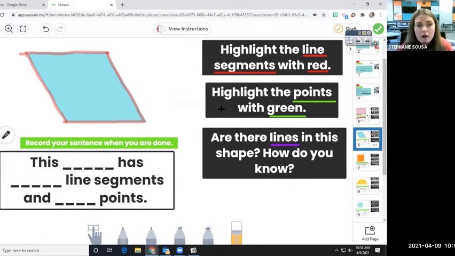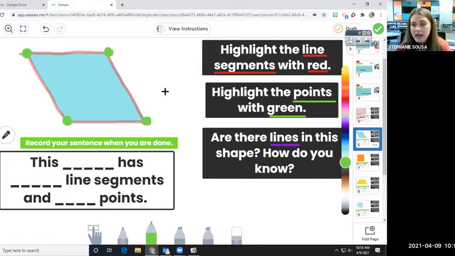Okay, highlight the points with green. Let's go ahead and get a big old fat point on your marker there. And points are where our line segments end. So we've got 1, 2, 3, 4. We've got 4 line segments, so we've got 4 points as well. They're right at the ends of the segments. Go ahead and highlight those with green.